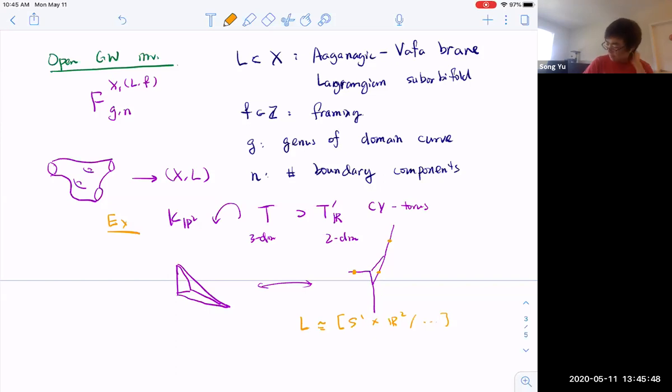Yeah, I think in general it's more complicated, and you might have to account for subtleties of the open parameters corresponding to different branes. Okay, yeah, so that's my vague introduction to open Gromov-Witten invariants.